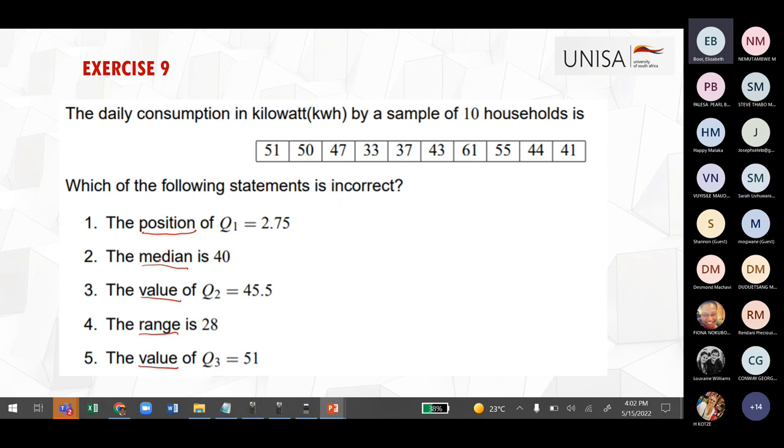Position, median, which is the value of quartile 2, which is the same as the median, remember that, the range, highest minus lowest, and the value of quartile 3. So first let's calculate the position of Q1, which means we're going to use n plus 1 divided by 4. There are 10 plus 1 divided by 4, which is 11 divided by 4.